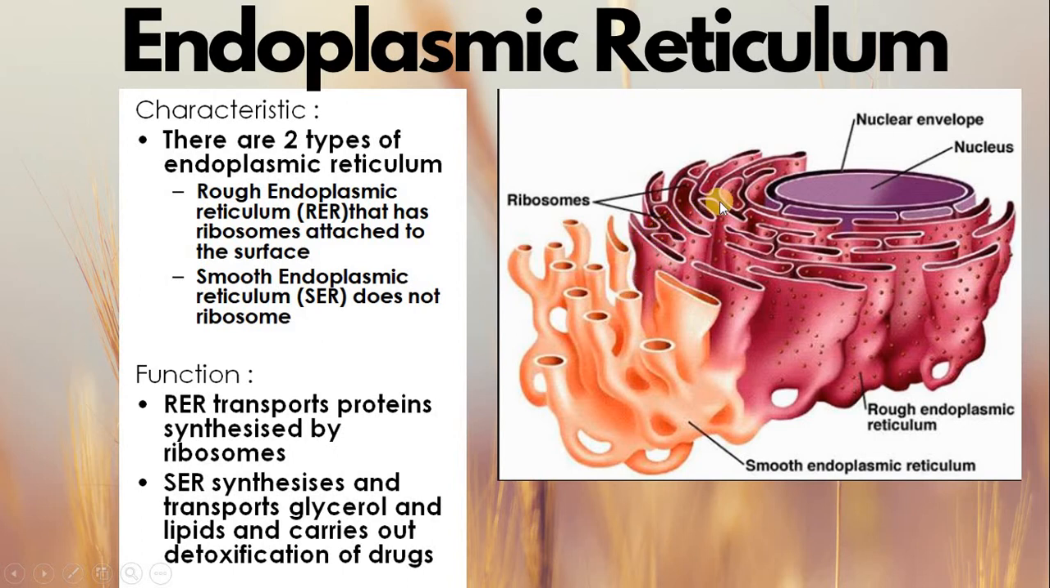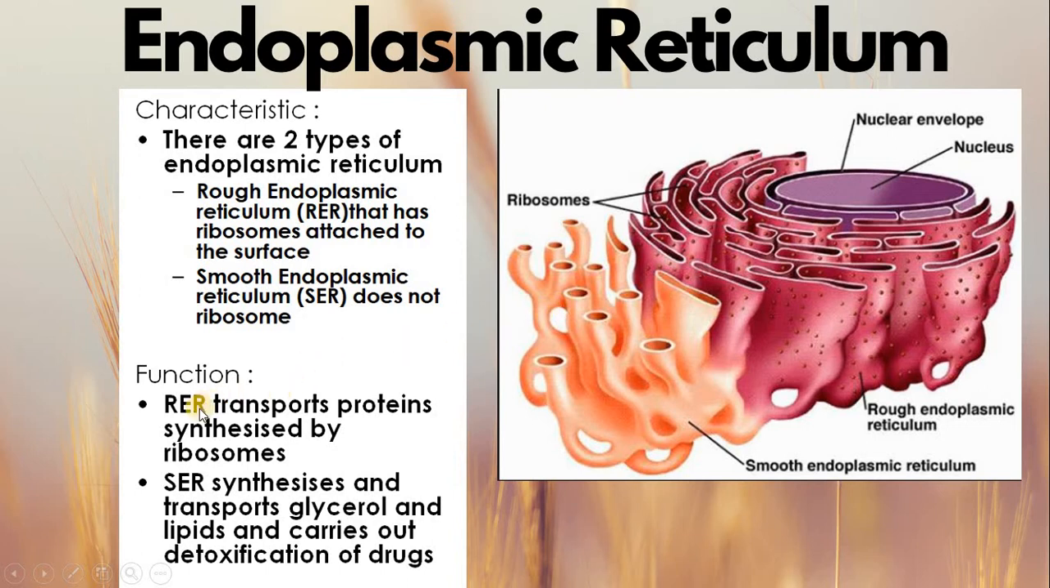I repeat. For the RER or rough endoplasmic reticulum, there are ribosomes attached to it. The small dots here refer to the ribosomes. For SER, there are no ribosomes attached to it. So make sure you can differentiate between these two endoplasmic reticulum.